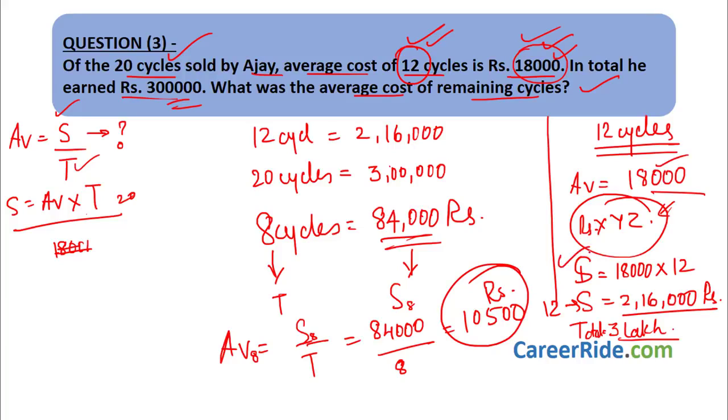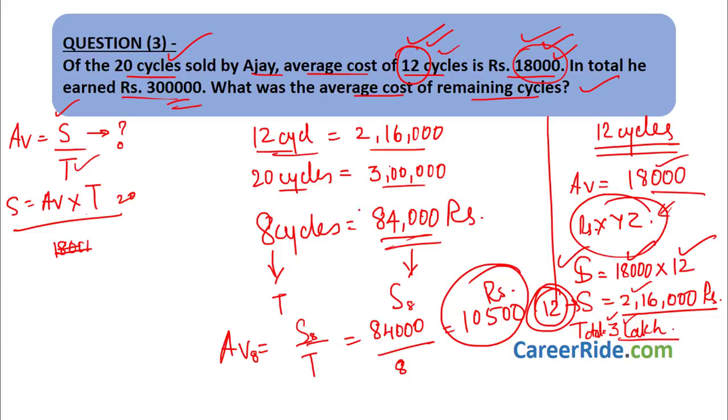Total sum is nothing but average into total number of cycles. Average is 18,000, total number of cycles is 12. So Ajay earns 2,16,000 from 12 cycles. But we know that when Ajay sells 20 cycles, he earns 3 lakh rupees. So for 12 cycles Ajay earns 2,16,000, and for 20 cycles Ajay earns 3 lakh rupees.